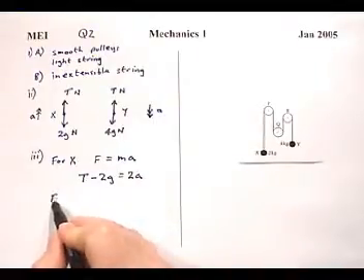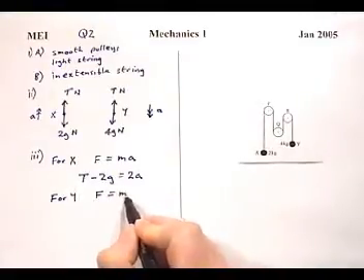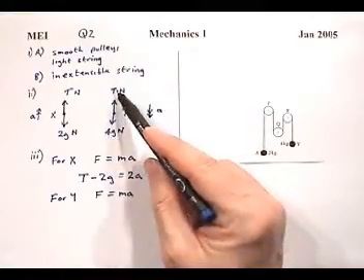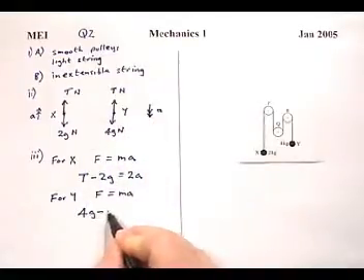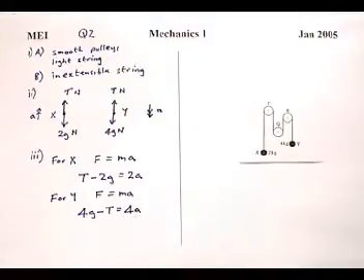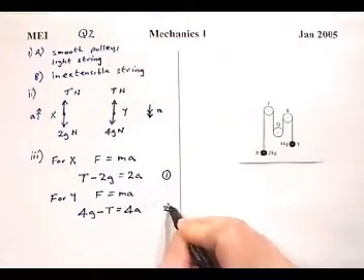For the particle at y, F equals ma again, but this time it's accelerating downwards, so the 4g is bigger than the T, and we have the resultant force is 4g minus T is equal to 4a, mass times acceleration. So there's the two equations of motion. We now have to solve these equations to find out what T and A actually are. So let me call this equation 1 and this one equation 2.